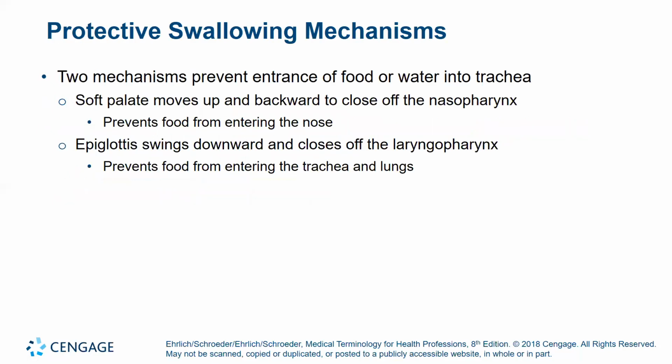There are two mechanisms to prevent entrance of food or water into the trachea. We have a soft palate that moves up and backward to close off the nasopharynx. This prevents food from entering the nose. And then we have the epiglottis, which prevents food from entering the trachea and lungs.